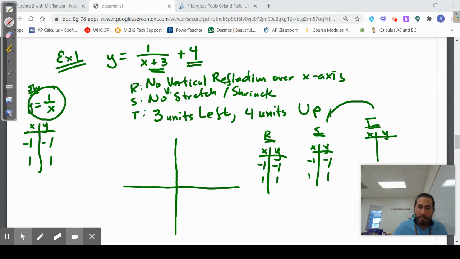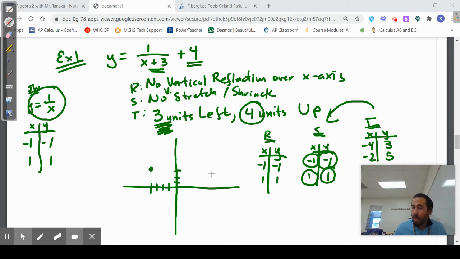Well, remember, we go to the step before, and it says move 3 units to the left. So that means I'm going to move this 3 to the left and this 3 to the left, which -1 minus 3 would be -4. 1 minus 3 would be -2. And then we go up 4, which means I'm going to move these up 4, which means -1 plus 4 is 3. 1 plus 4 is 5. So I've got new points: -4, 3 and -2, 5. Booyah. There's my 2 new points.